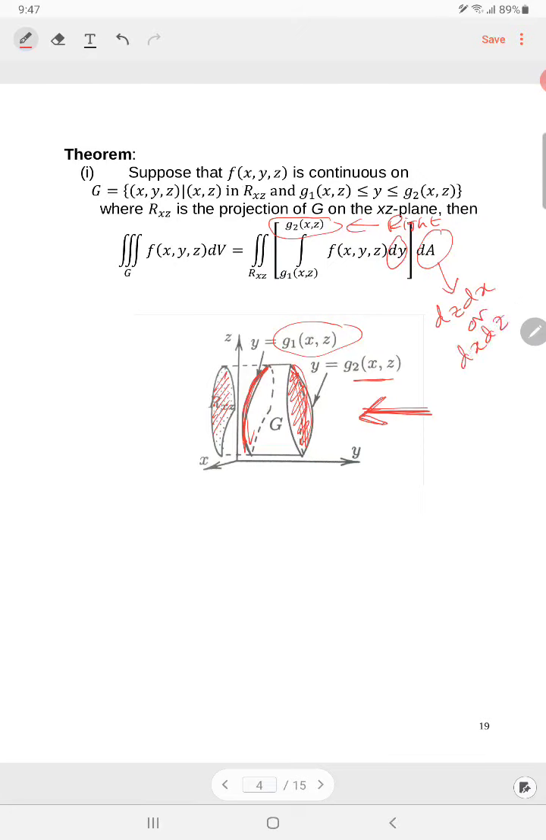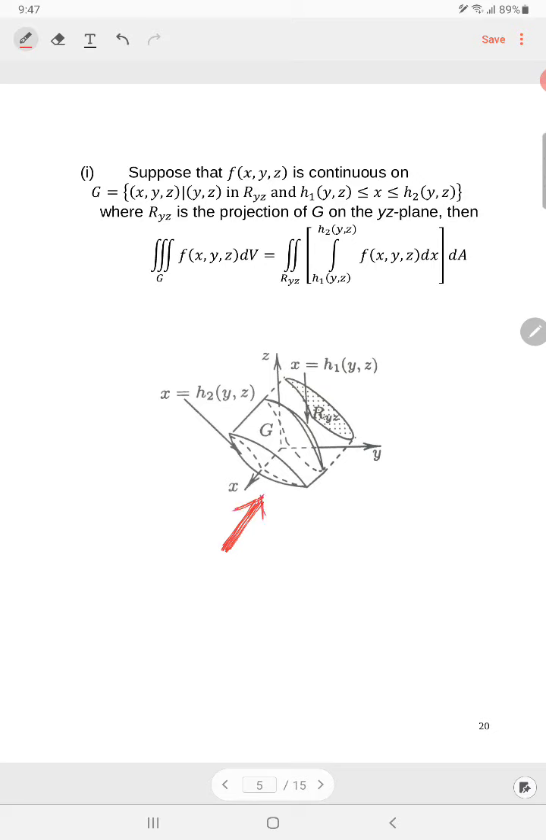So that is how to integrate triple integrals when your solid has one right surface and one left surface. Before, your solid had one top surface and one bottom surface. I think you can guess what the other one is. This is another kind of solid, where now you project your solid G onto the yz plane. So it's like putting a torchlight from the front. When you do that, the projection of your solid falls on the yz plane.